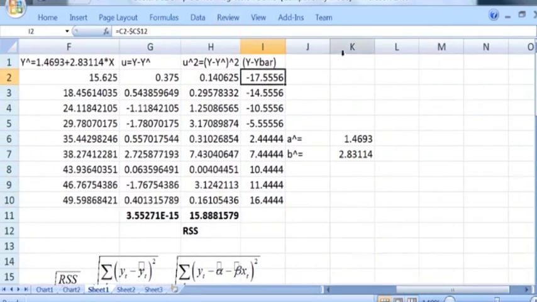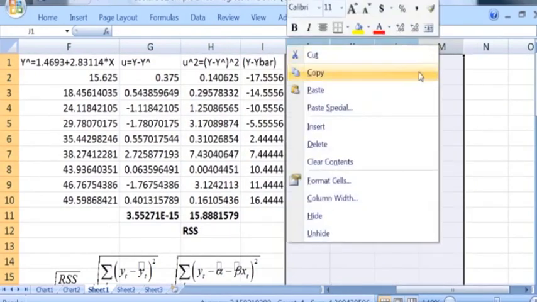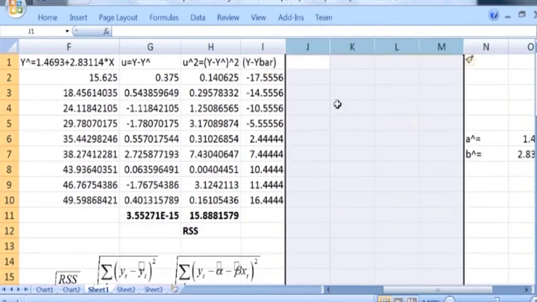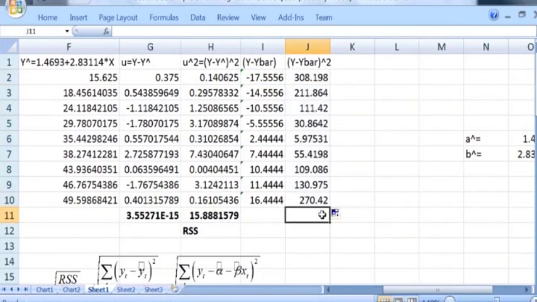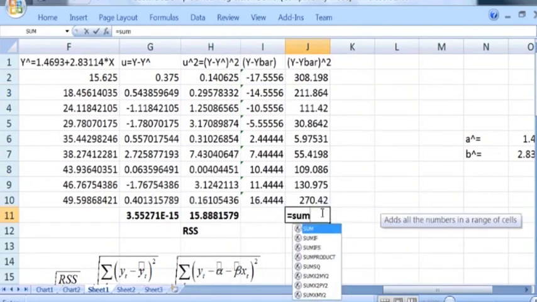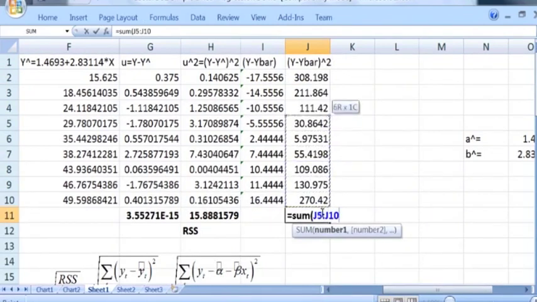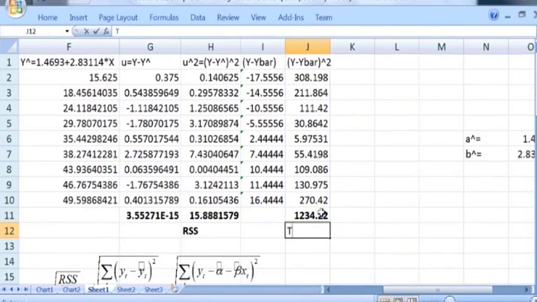Once we have this value, again insert some columns. In the next step, calculate (y minus y bar) whole square. Put an equal sign and then I2 square. This will square it. Copy it down as well, and then use the sum command to calculate the summation of (y minus y bar) whole square. So this is actually the total sum of squares.